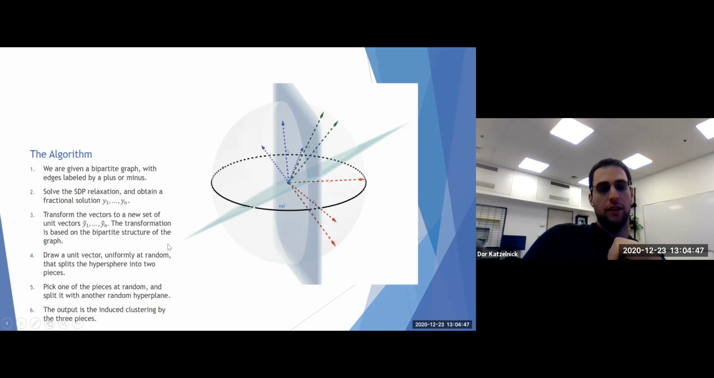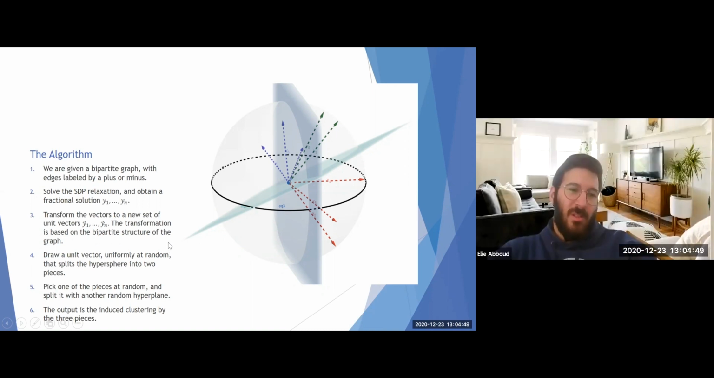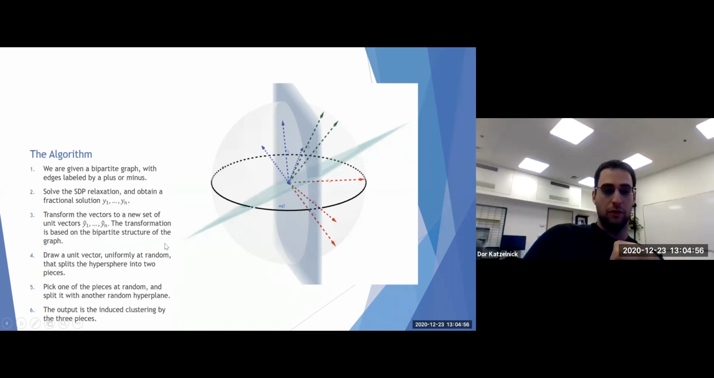I have a question, but where did we use the fact that it's a bipartite graph? I mean, why did we need that? It's another good question. The only point where we use this fact is in the third stage of the algorithm, in the transformation of the vectors. So this is going to be the main issue in the analysis of the algorithm.